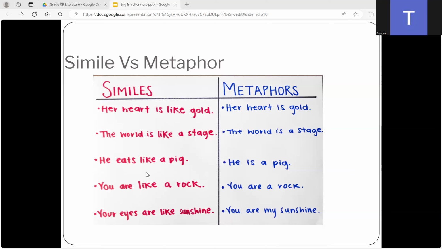Another example, he eats like a pig. Here only one act is compared. For example, Roshan eats like a pig. His activity of eating seems to be a pig's activity. But with "he is a pig," the pig's total characteristic is figurated into him.